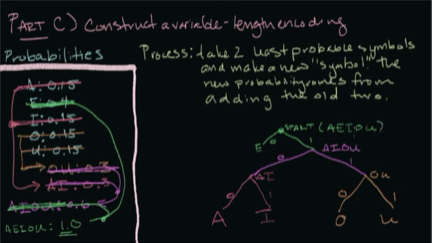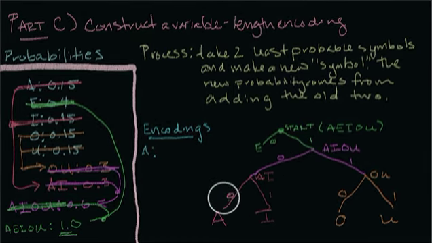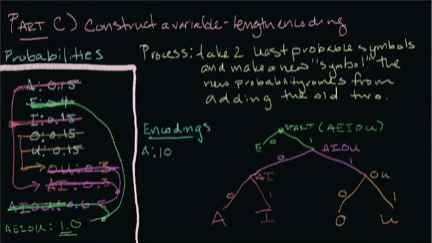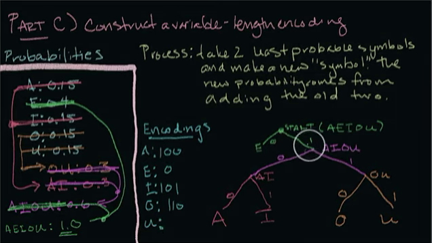Now the encodings for these: we've got A, if you follow the cursor, is 1, 0, 0. For E, following again, we just go down 1, so it's 0. I is 1, 0, 1. For O, it's 1, 1, 0. And for U, it's 1, 1, 1.